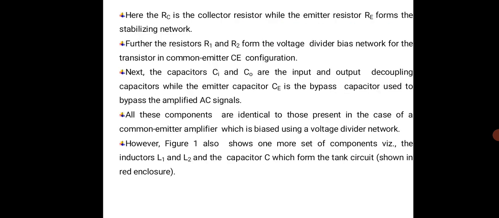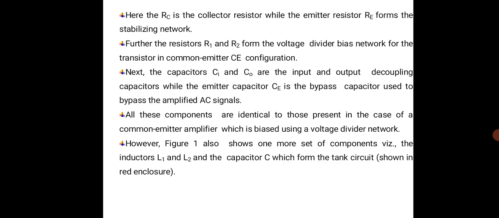So here RC is the collector resistor, while the emitter resistor RE forms a stabilizing network. Further, the resistors R1 and R2 form the voltage divider bias network for the transistor in CE configuration, that is common emitter configuration. And next, the capacitors Ci and C0 are the input and output decoupling capacitors, while the emitter capacitor Ce is a bypass capacitor used to bypass the amplified AC signals.